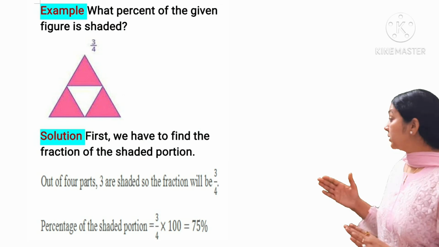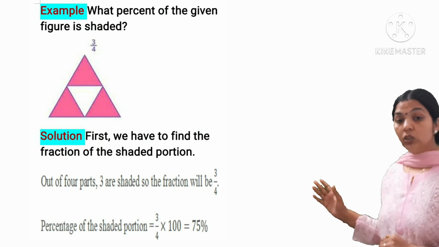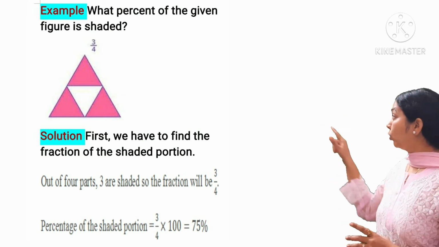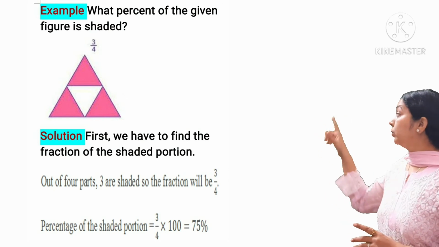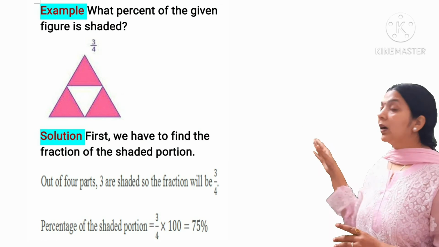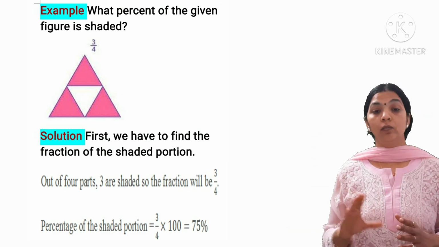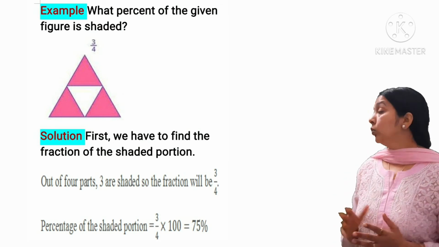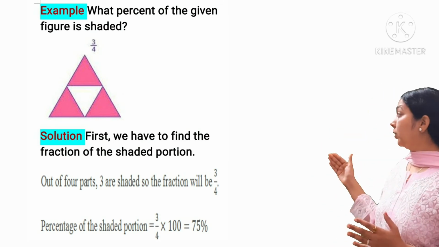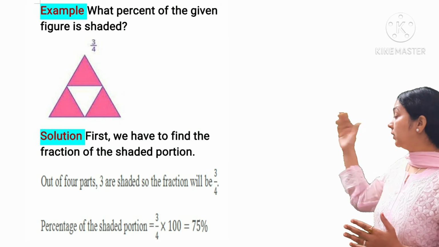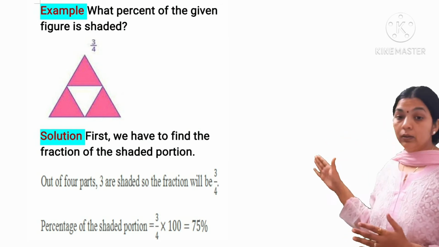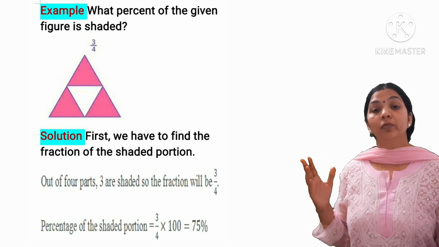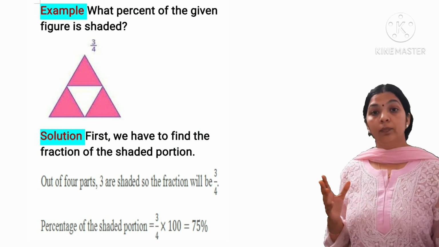So first we have to find the fraction of the shaded portion. In this figure you can easily see that the triangle is divided into 4 equal parts and 3 parts are shaded. So what fraction is shaded? 3 upon 4 fraction is shaded. Now to convert this 3 upon 4 into percentage, we will multiply 3 upon 4 into 100. So it would be 75%. So we can say that 75% of the area is shaded.